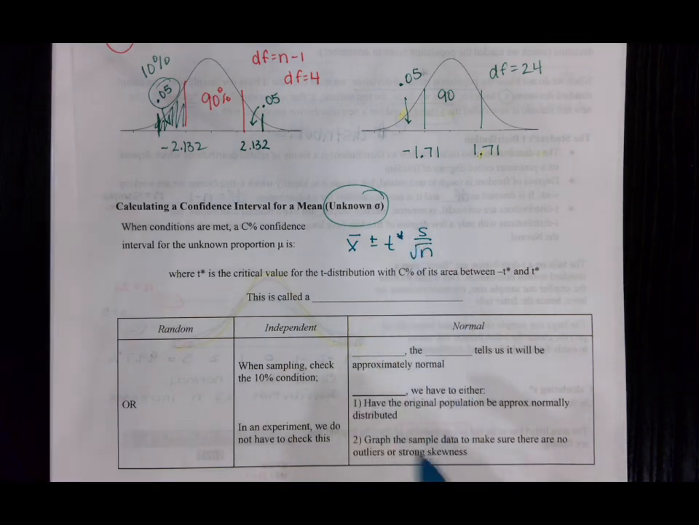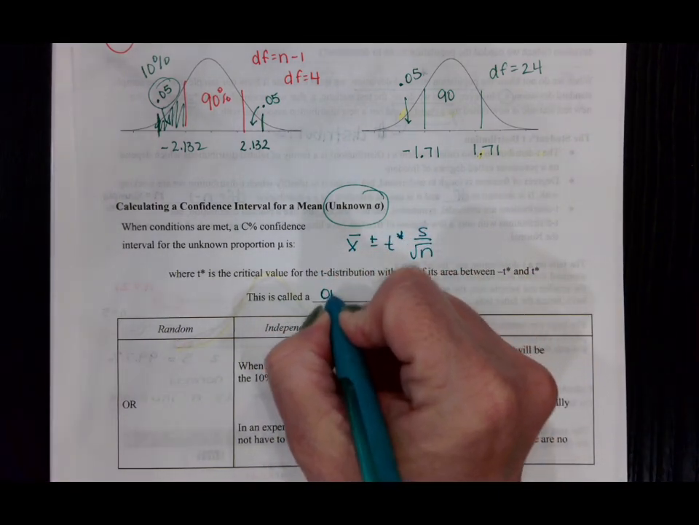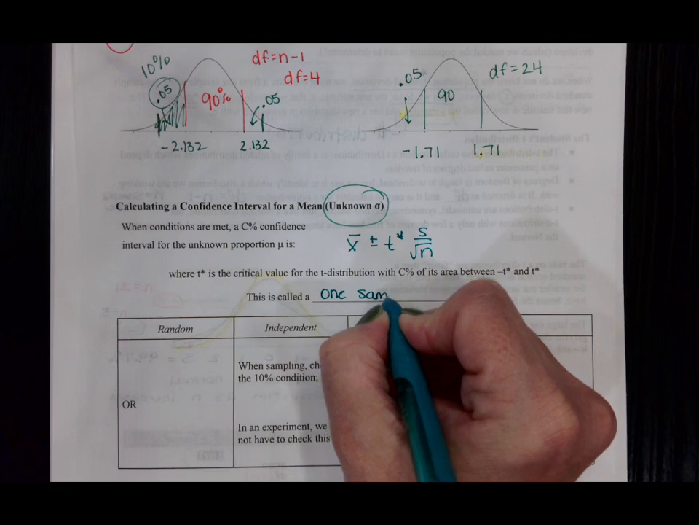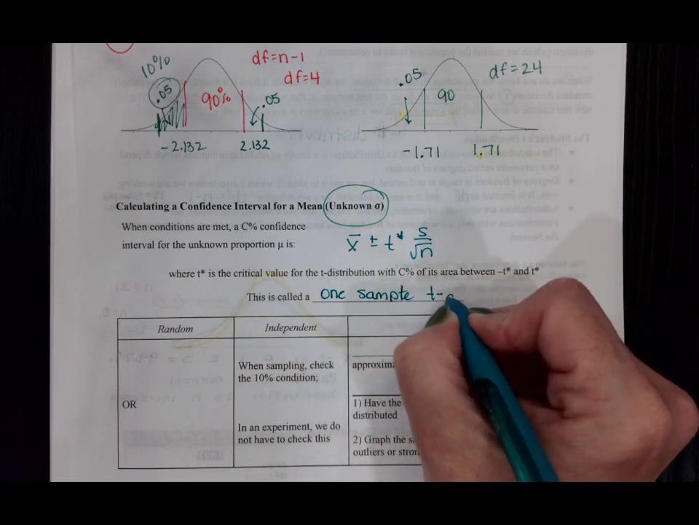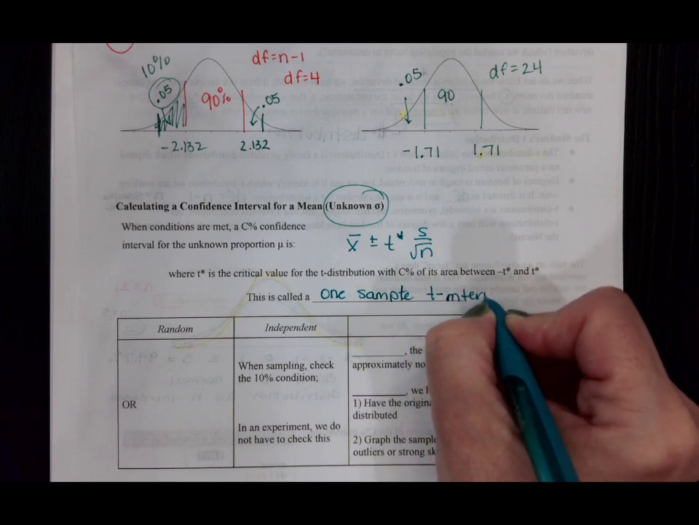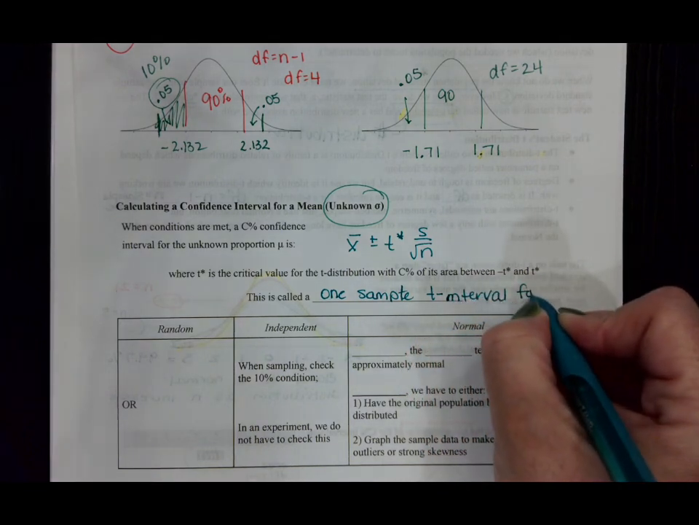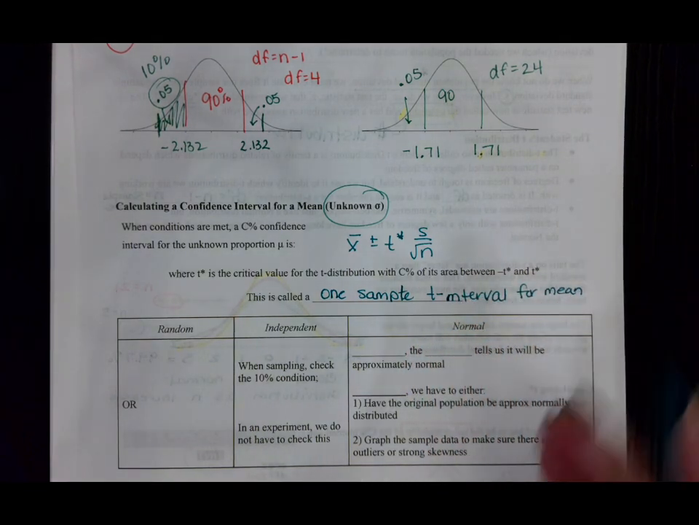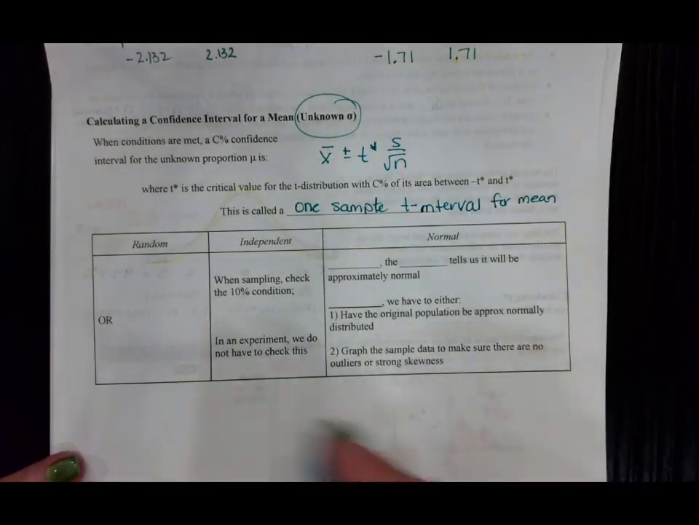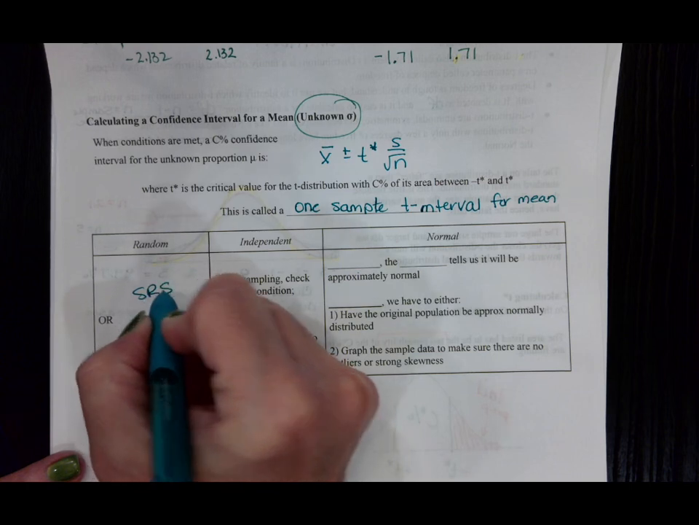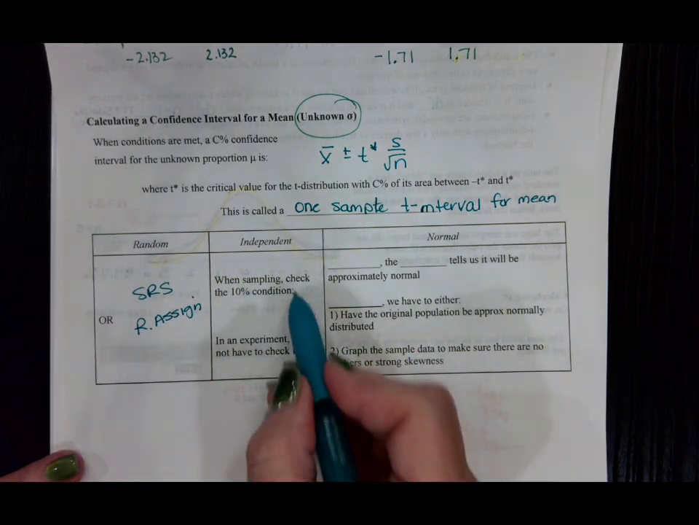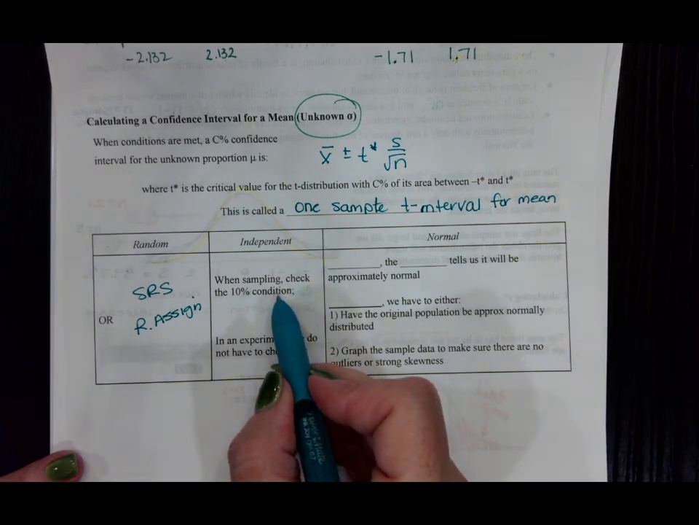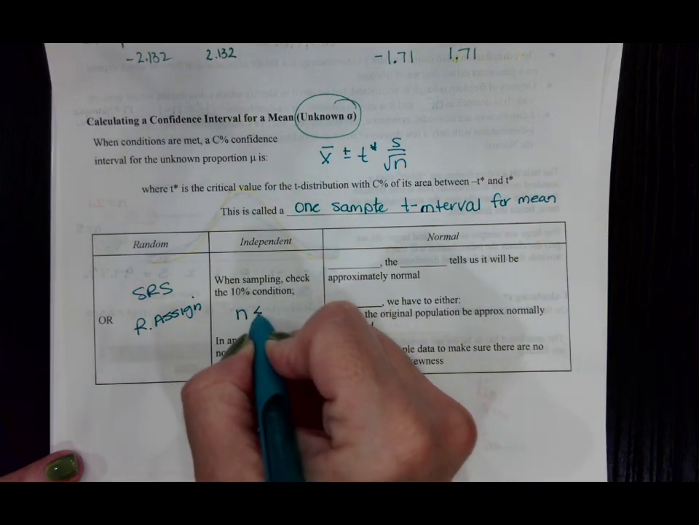All right, so this is called a one sample T interval for a mean. All right, so how does this affect our conditions? So no change: SRS or random assignment. Okay, independent. When sampling, check this 10% condition. This has not changed either.